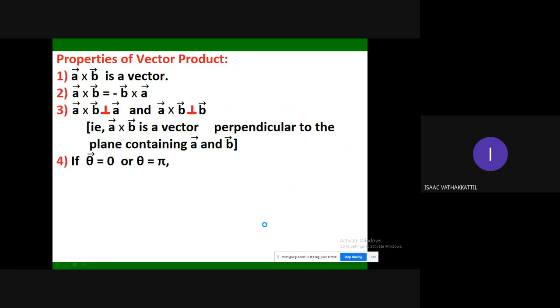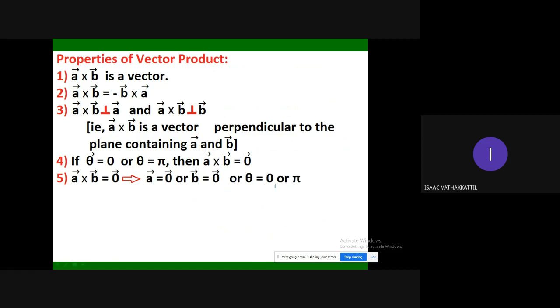If theta equal to 0 or theta equal to pi, sine theta will be 0. That means A cross B is a 0 vector. A cross B equal to 0 implies either theta equal to 0 or theta equal to pi, or one vector is a 0 vector. That means either A equal to 0 or B equal to 0 or theta equal to 0 or pi. Correct? A cross A will be 0 vector because the angle between A and A is 0. A cross minus A is also 0 vector.